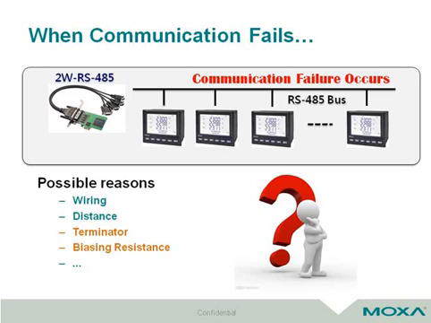When failure occurs, configuring RS485 can be really annoying, because there are so many possible causes: wiring, distance, terminator, BIAS resistance, and so on. But especially for terminator and BIAS resistance, you will never know the best setting for your application unless you try. But no worries, from now on, we have a handy tool to do this just for you.